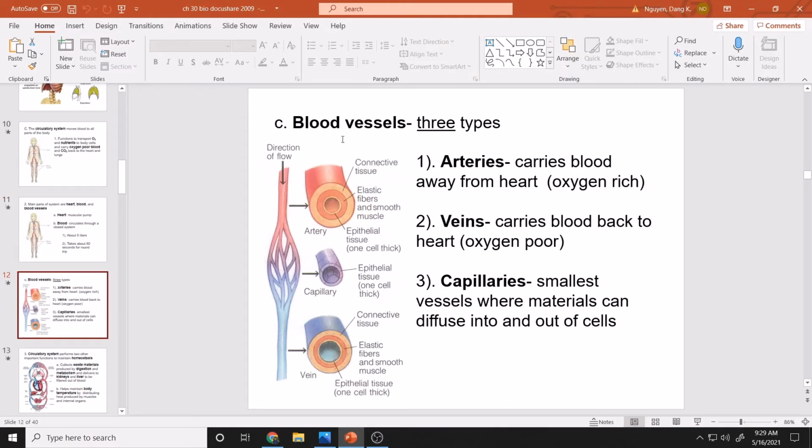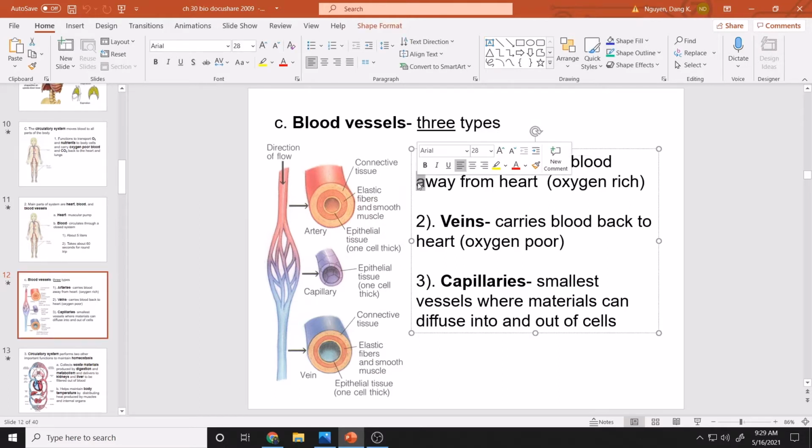Okay. All right, so there's 3 different types of blood vessels. You have arteries, which carry blood away from the heart. So how I remember this is artery starts with the letter A, and then away also starts with the letter A. So this is oxygen-rich blood, because once the lungs take in oxygen, it's going to transfer the oxygen to the red blood cells, which then travel away from the heart, and it gets delivered to all the cells in your body.